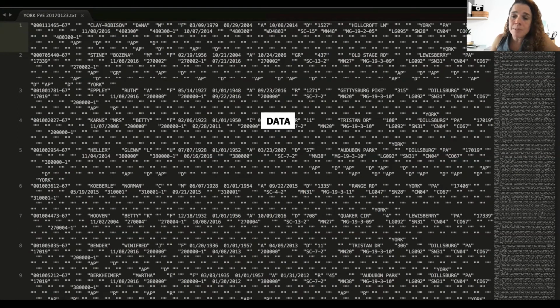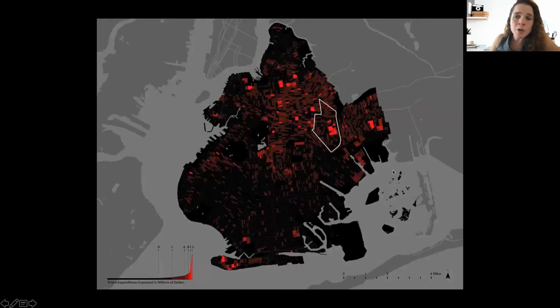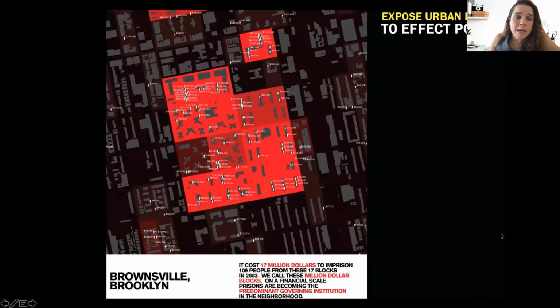This project was a collaboration between Laura Kurgan, Eric Cadora, who's a policy expert, Data Reinford, who's a designer, and myself, a data scientist and designer. It started with a data set from the criminal justice system that showed where people lived before they went to prison. Added up block by block, this data set showed where we spend over $1 million to incarcerate people in just 1 year. Here we're looking at Brooklyn, and those red blocks show where we spend over $1 million. When you zoom into this particular community in Brownsville, you can see over $17 million is spent to incarcerate people in just these 17 blocks.